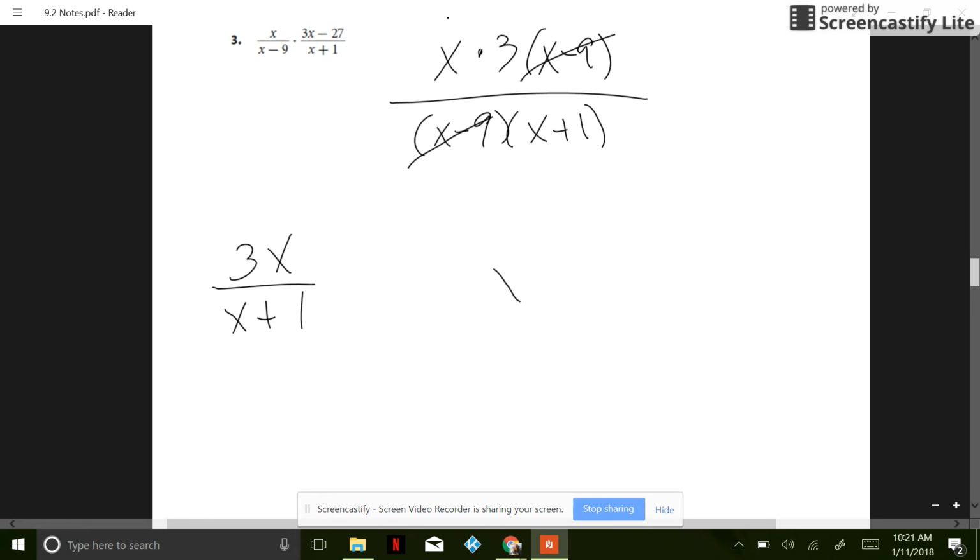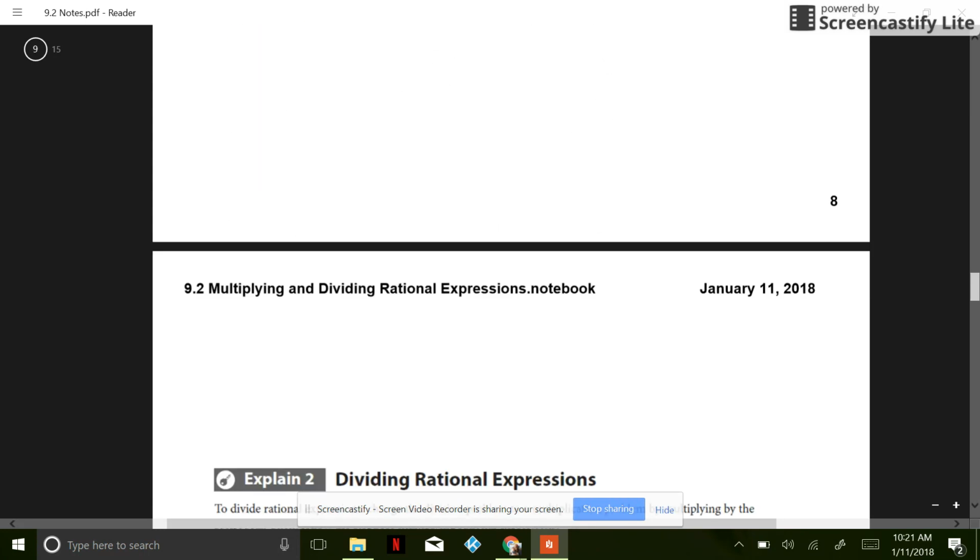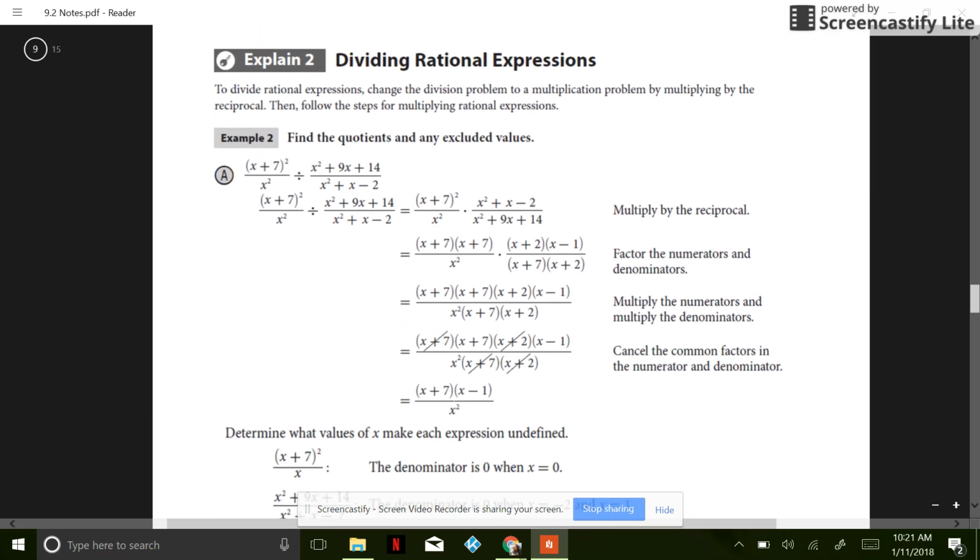denominator. Thinking about the excluded values, those are anything that's down here. x can't be 9, x can't be negative 1. So that's multiplying. We're actually going to apply this when we do our dividing.